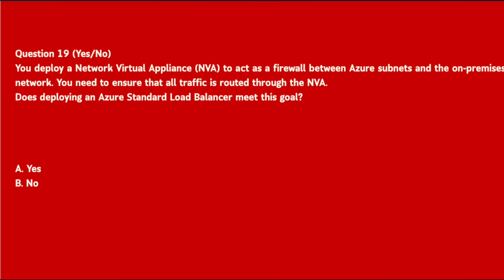You deploy a network virtual appliance to act as a firewall between Azure subnets and on-premises network. You need to ensure that all traffic is routed through the NVA. Does deploying an Azure standard load balancer meet this goal? You have to answer in yes or no.